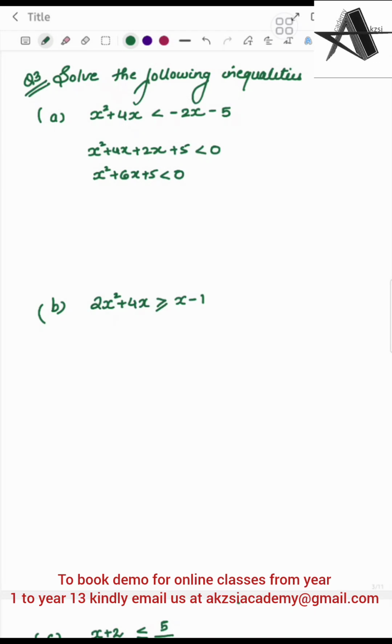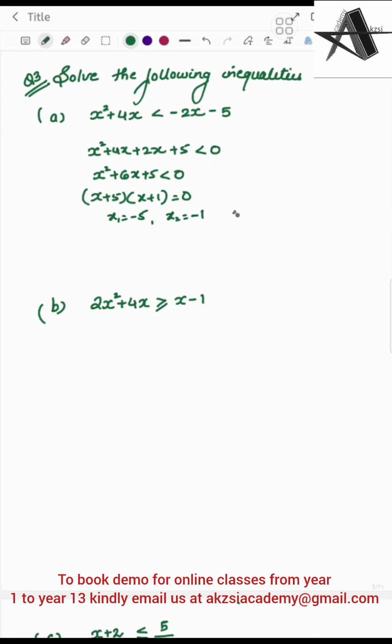It's a very simple quadratic. You can easily understand what the two numbers will be. Their product should be 5 and sum should be 6. 5 and 1. Simple. So I can write (x plus 5) times (x plus 1) equals 0. So your x1 will be -5 and x2 is equal to -1.